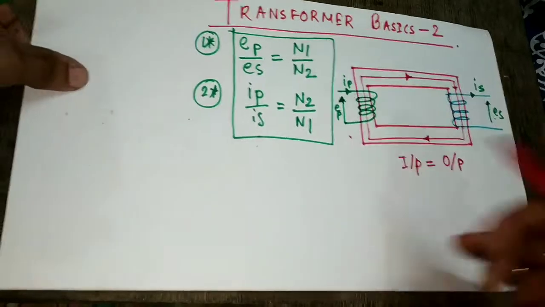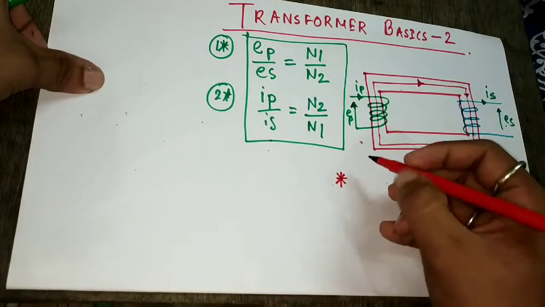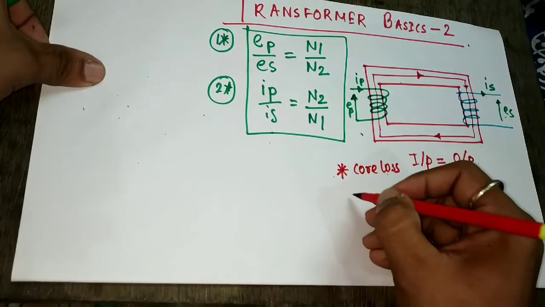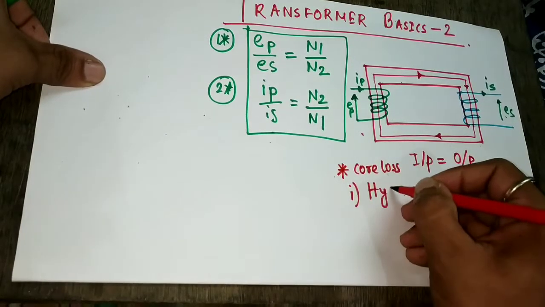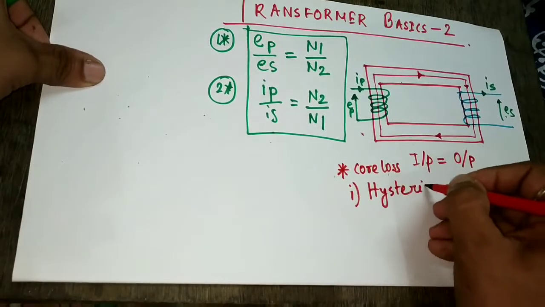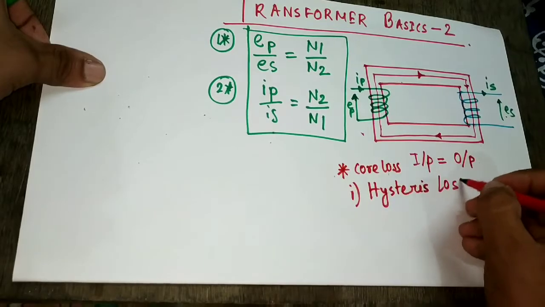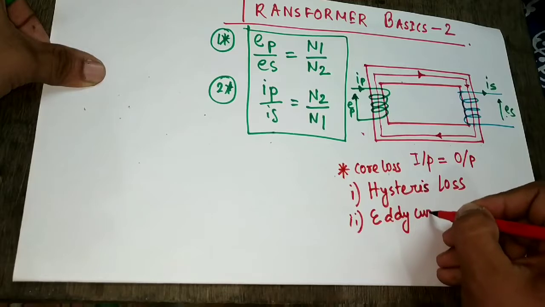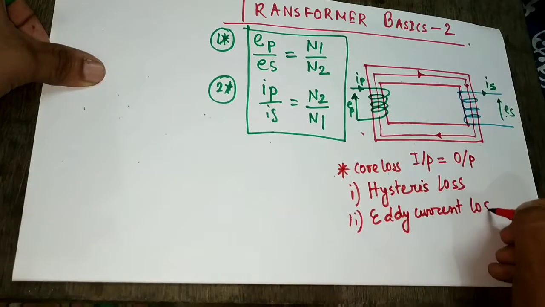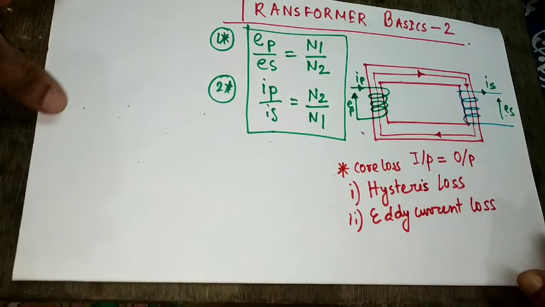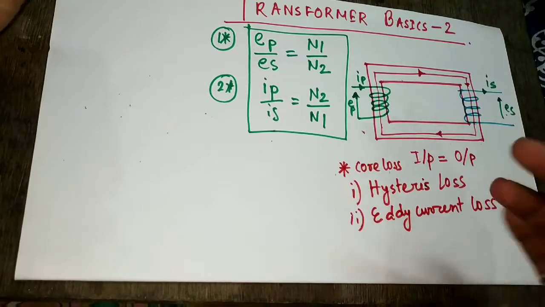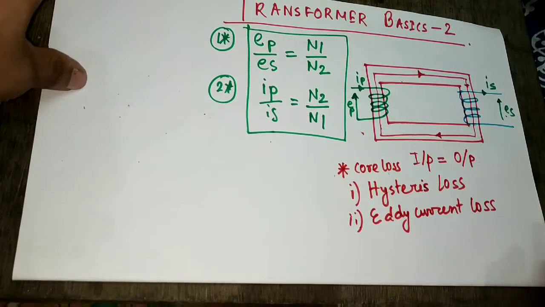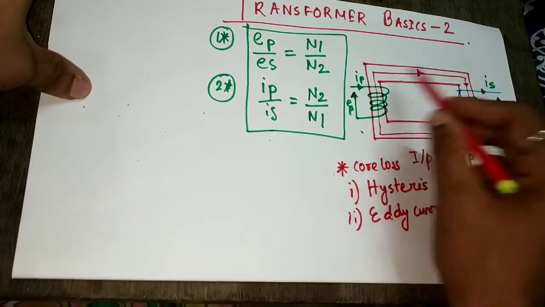Now what are the losses? The losses are known as core loss. Core loss has two parts: one is hysteresis loss, and another one is eddy current loss. Hysteresis loss occurs in all magnetic materials. This core is made of a magnetic material.